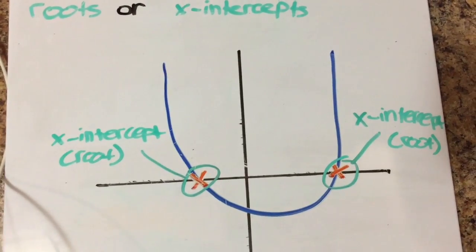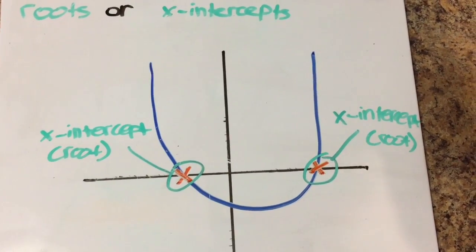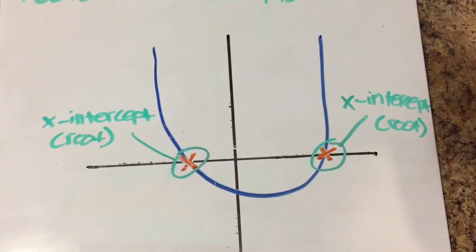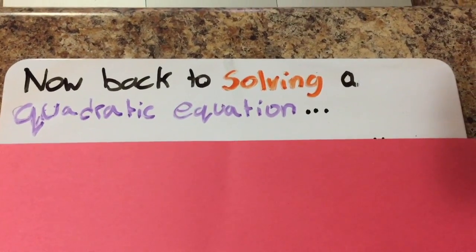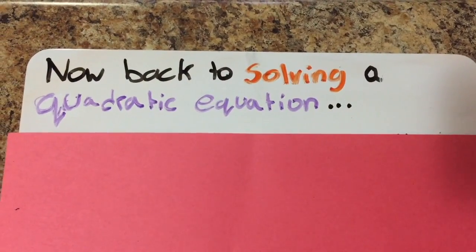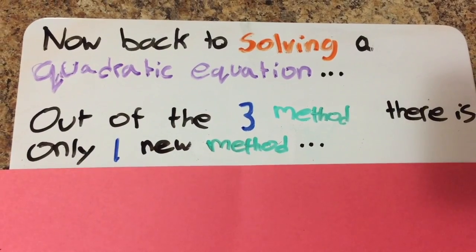If you take a look at this graph, it's a great example of what x-intercepts and roots look like. The part that touches the x-axis is the x-intercept or root. Now back to solving a quadratic equation. Now that we learned the x-intercepts and the roots are the parts where the parabola touches the x-axis, let's learn the 3 methods of solving a quadratic equation.